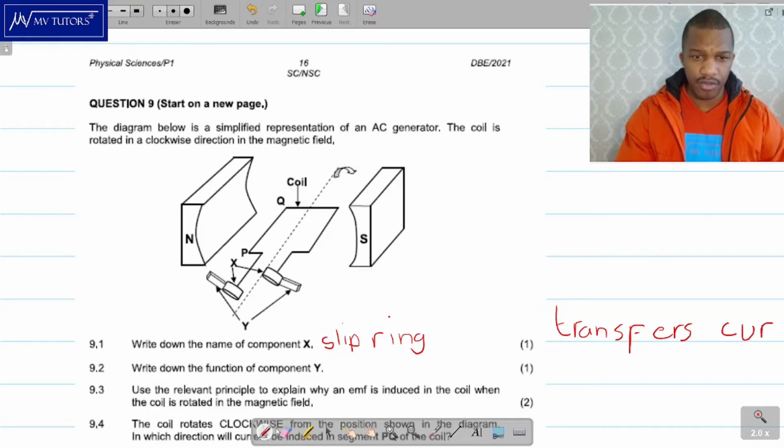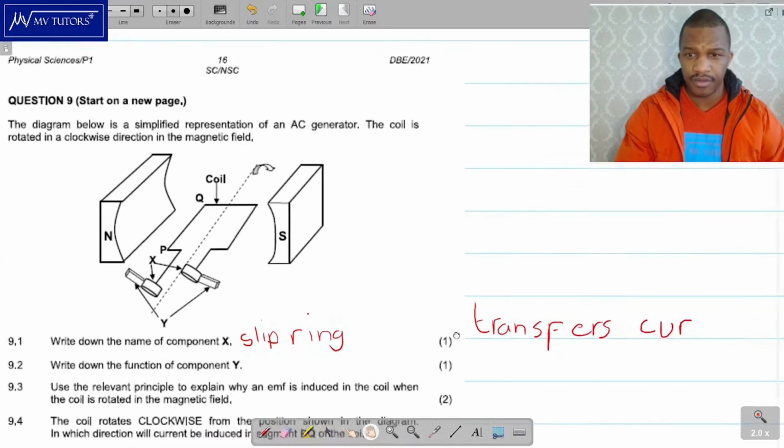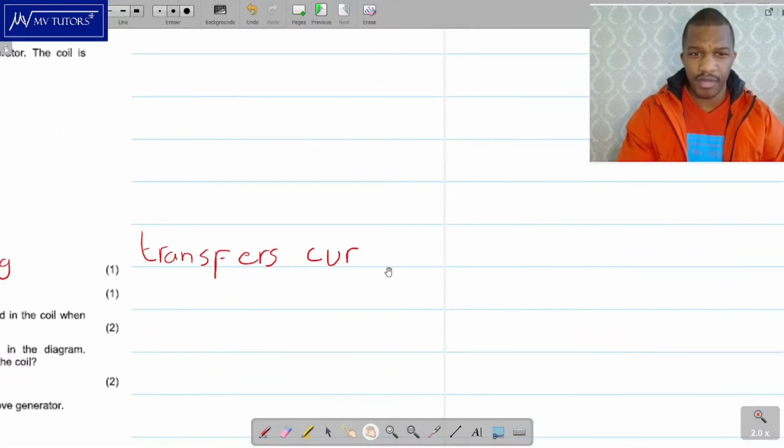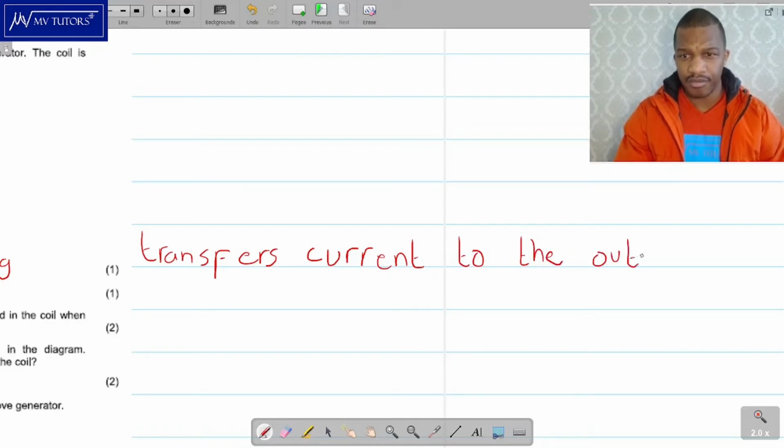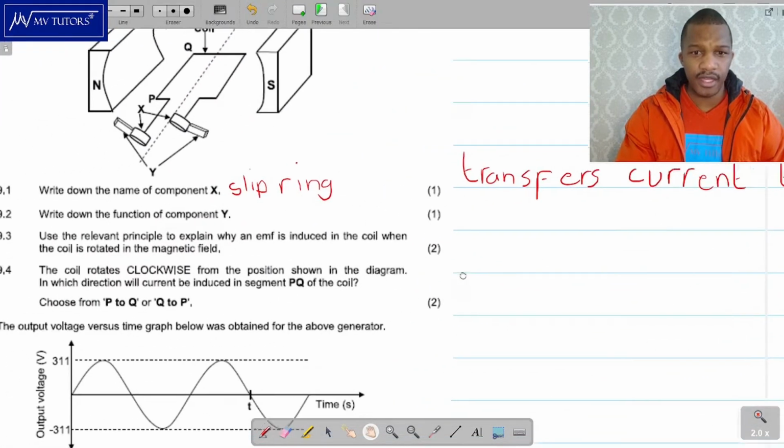Let me create more space for myself so that I have enough space to write. But it transfers current to the outer circuit. Very simply, to the outer circuit. Okay, just like that. That's all it does. That's its job.